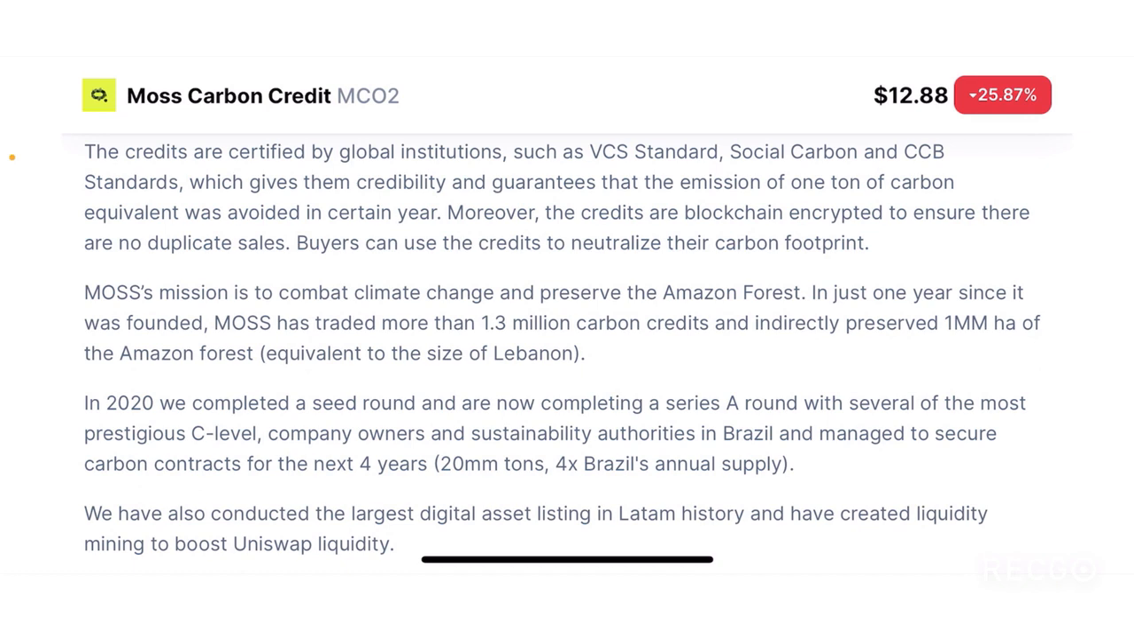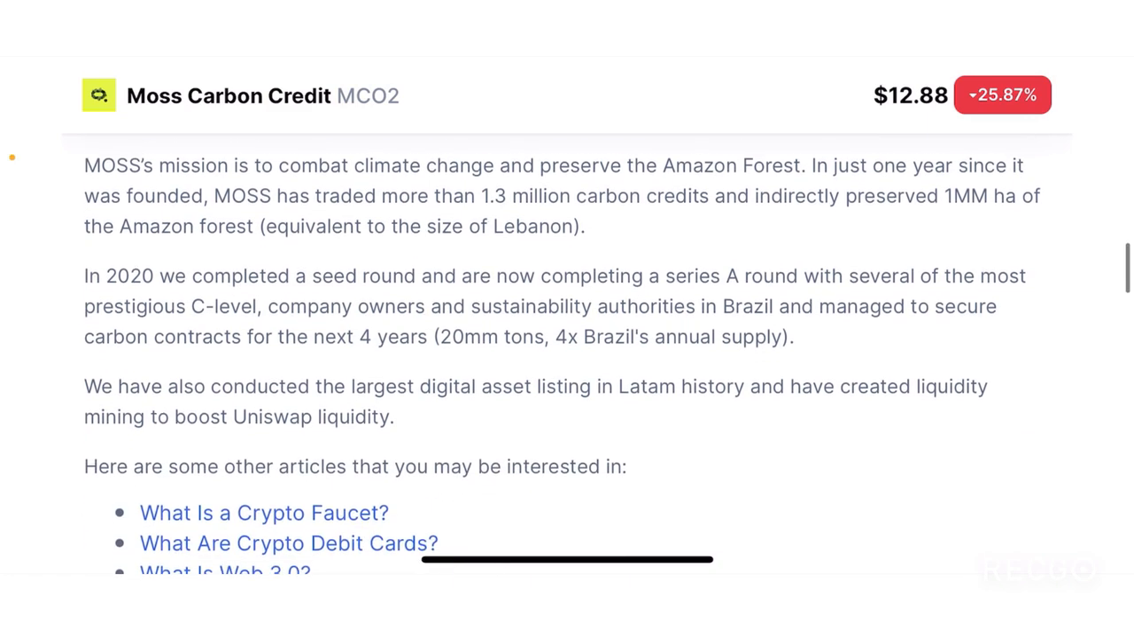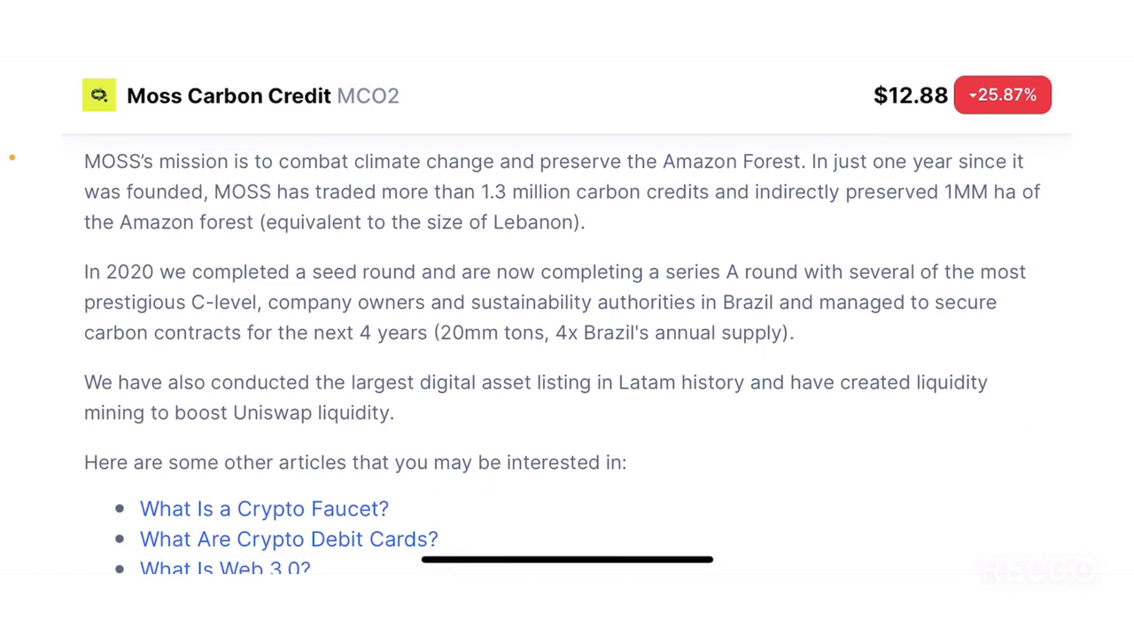So if you are a corporation or a company that's trying to buy carbon credits, you can use these carbon credits from the Moss platform in order to neutralize the carbon footprint of your company or corporation, right? That's one of the many means by which they operate. Moss's mission is to combat climate change and preserve the Amazon forest. So that's their main mission. They want to combat climate change and preserve the Amazon rainforest through their platform, right?